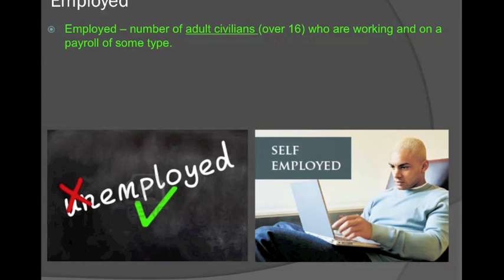Specifically, someone that's employed is, again, anyone that is over the age of 16 and is on some kind of a payroll in some type of a capacity. Here's a few examples of people that would be considered employed. First of all, anyone that is a full-time worker or a part-time worker is considered employed.